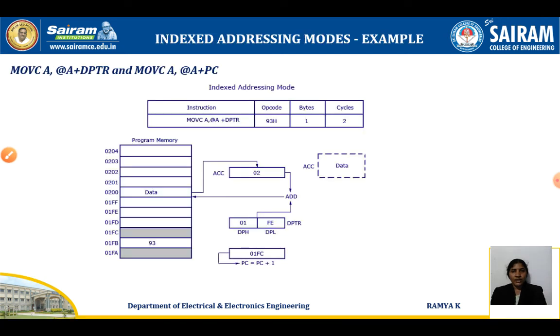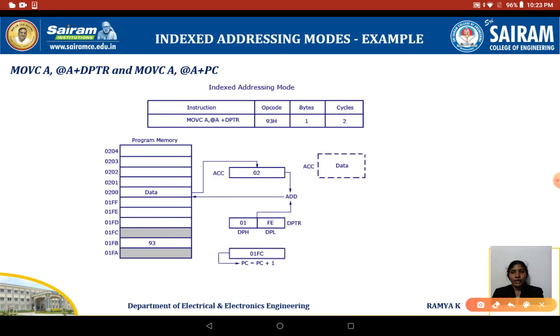Next is your index addressing mode. In case of index addressing mode, you will be using two instructions. This is used for accessing your external memory. MOVC, that is accessing your external code memory. For this, you have to use accumulator, data pointer and program counter. Take this example: MOVC A, @A+DPTR.